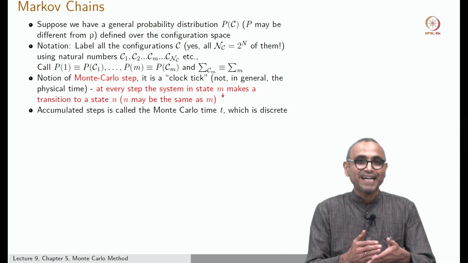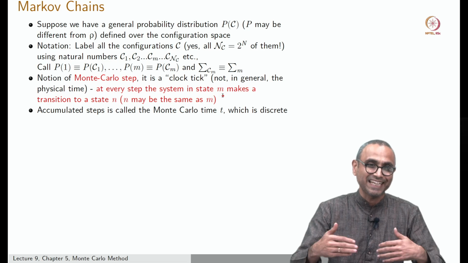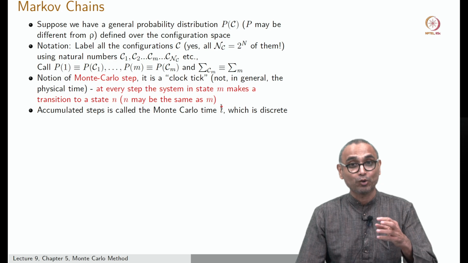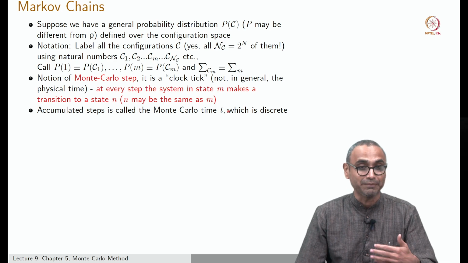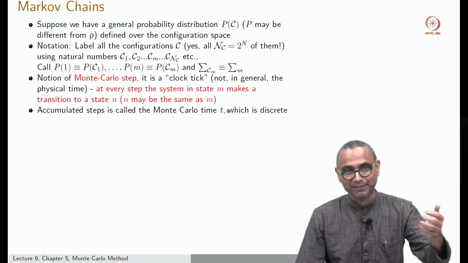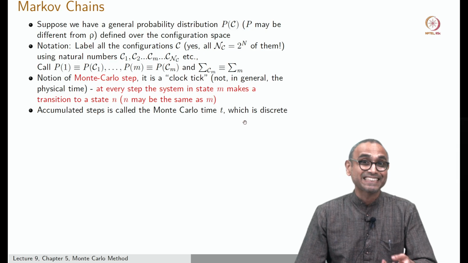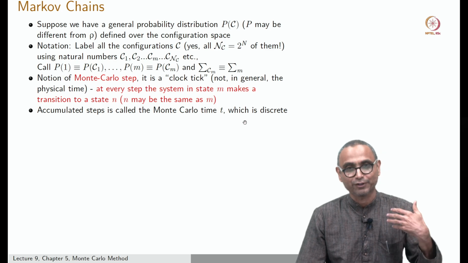So if you accumulate the number of steps that we have taken, the number of times the clock has ticked over a period of time, that will give us what is called a Monte Carlo time, which I will denote by T. Remember again, I want to emphasize this is not physical time. It is the time of the simulation, if you wish. These are the time steps that we have taken in our calculation. And remember, this is a discrete time. It's just the number of times that you have changed your configuration.